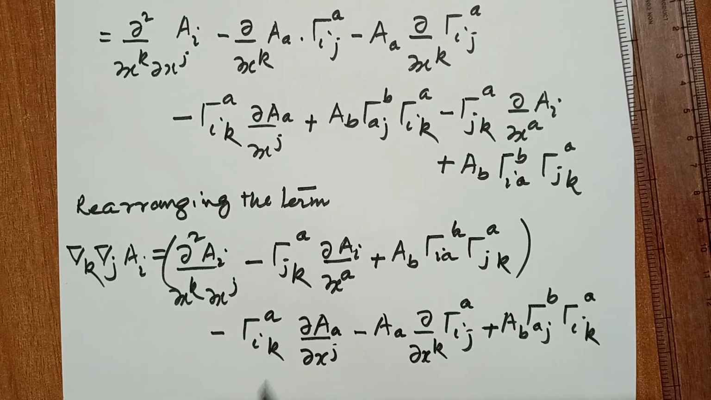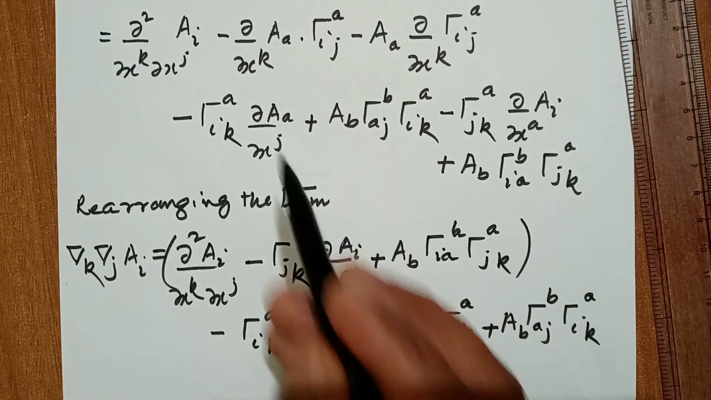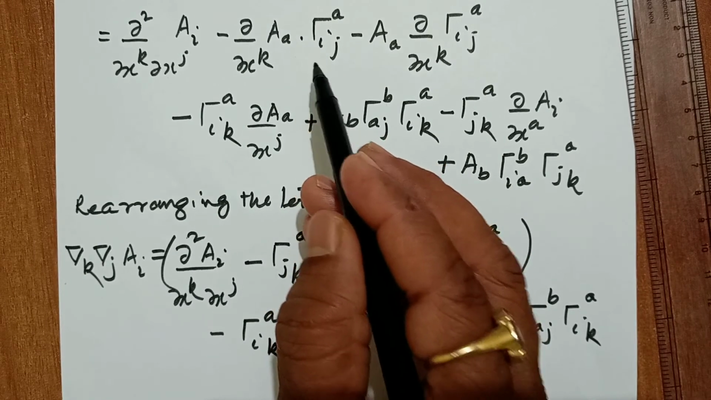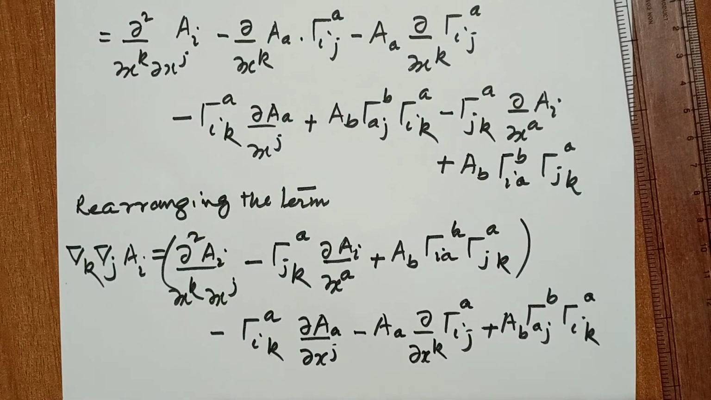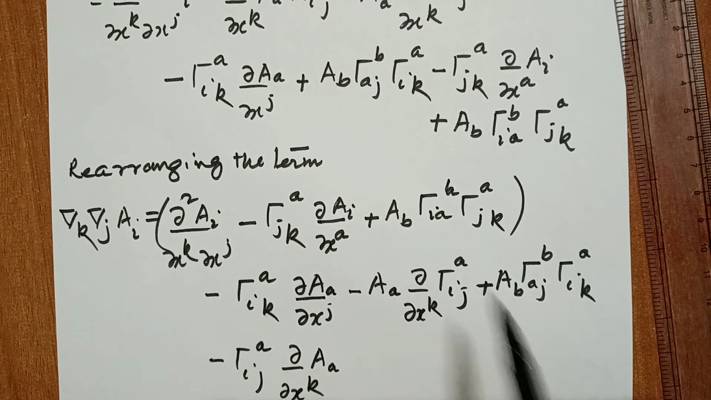One term is a_ij minus a_ij del x a. This is the remaining term, so this is minus gamma a_ij del upon del x k a. So total 7 number of terms.